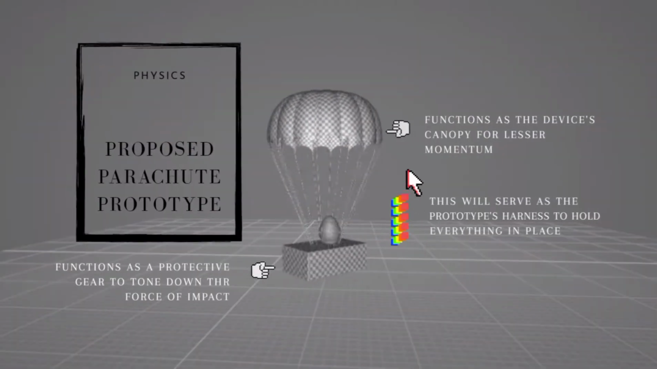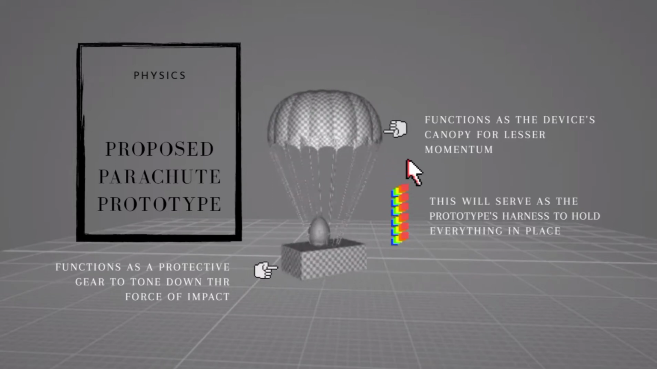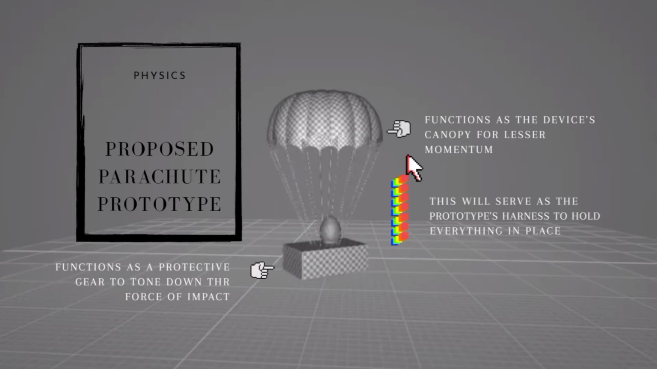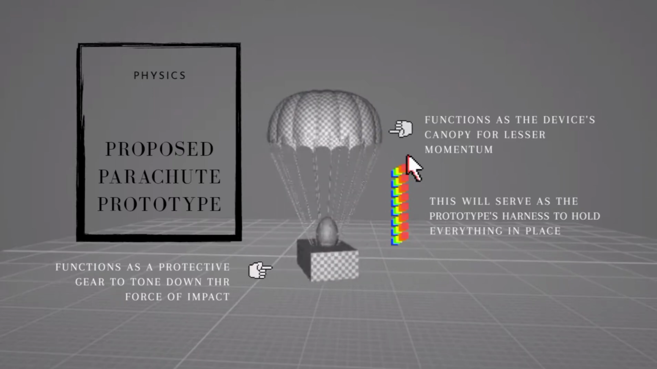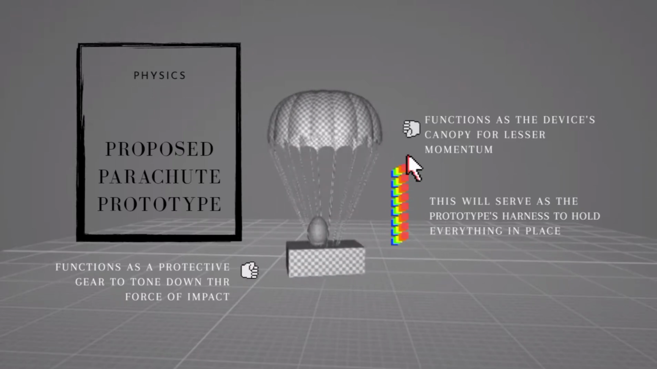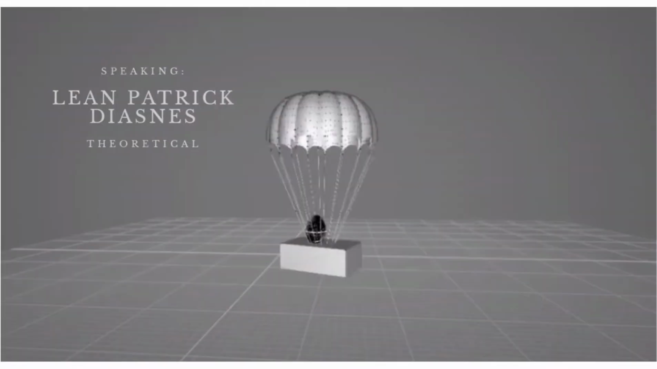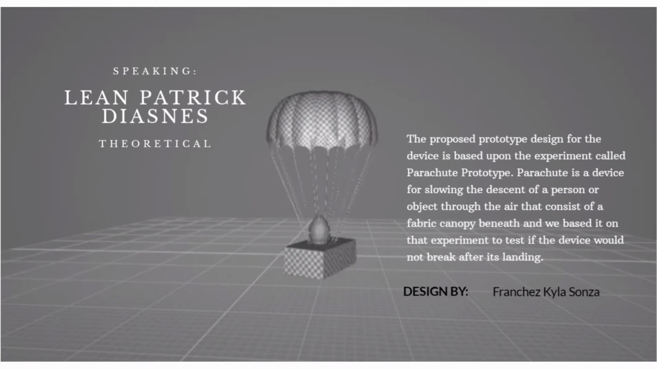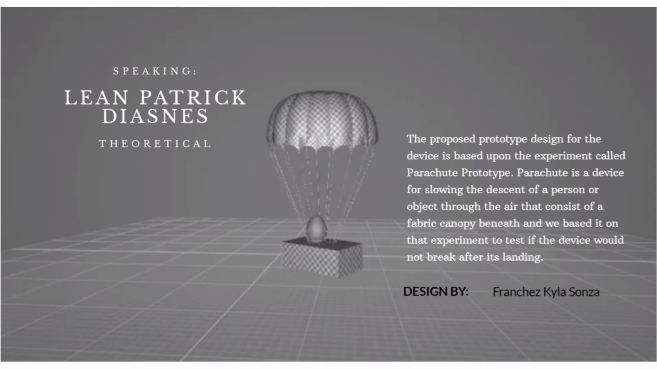Our proposed parachute prototype was based upon Leonardo da Vinci, who conceived the idea of the parachute in his writings. In this activity, we will explain the materials used in this project and how it was made possible using the laws in physics. For the theoretical, the proposed prototype design for the device is based upon the experiment called parachute prototype.